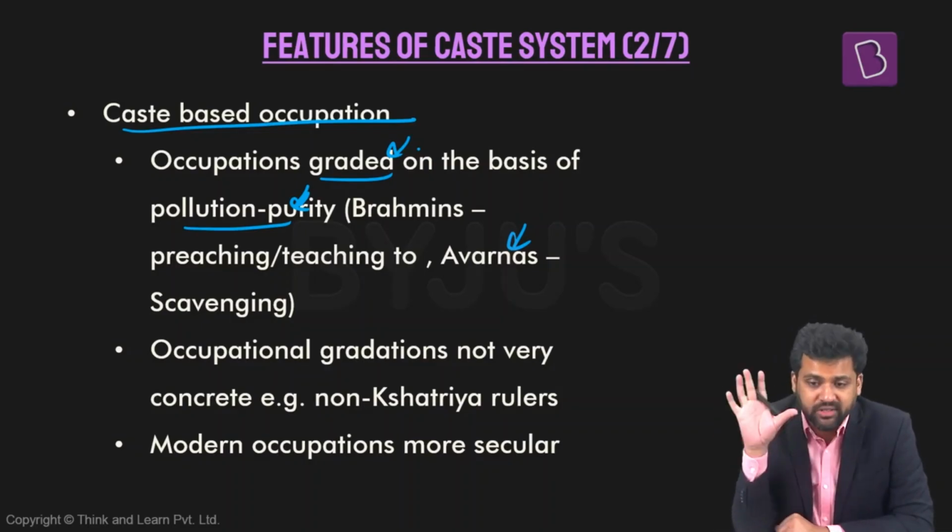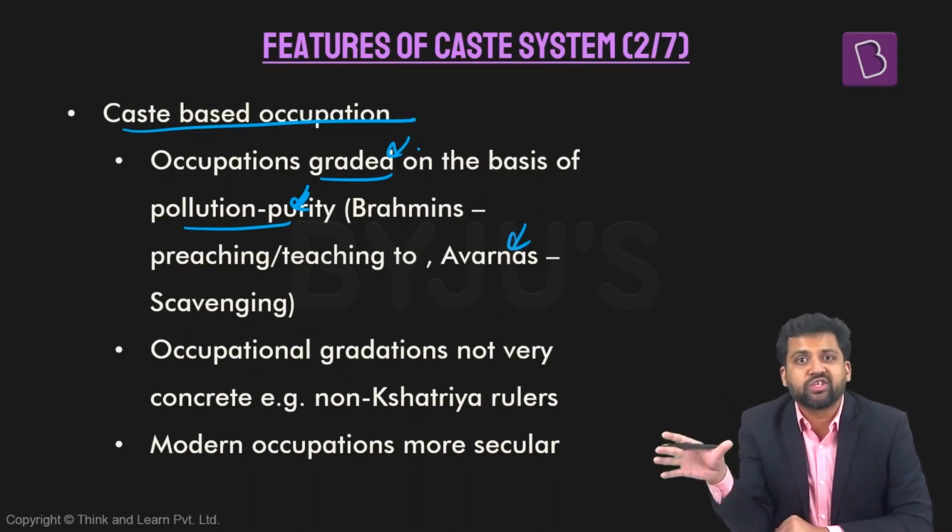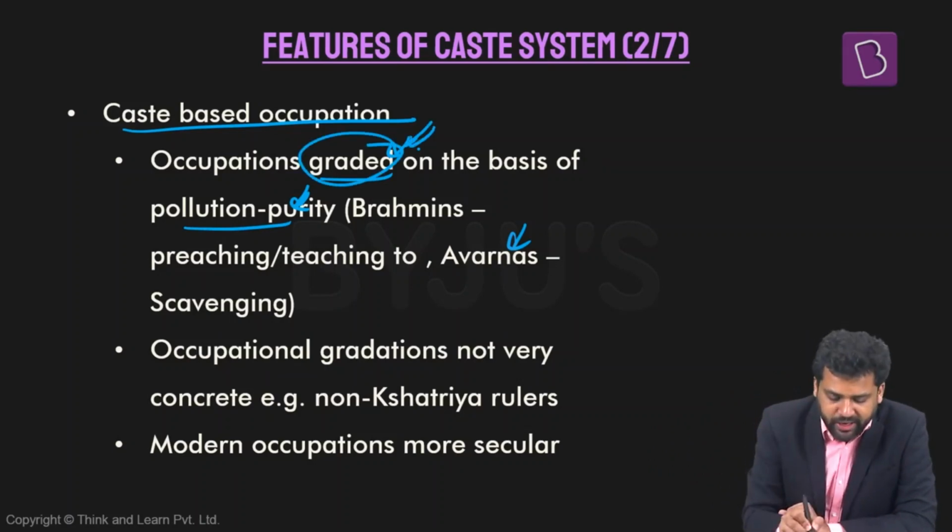It might be considered to be pure. By the way, manual scavenging, all these things are abolished, but they still exist and in the past they existed. Right? In the past they existed, and accordingly, a particular social status will have been given to them, a particular status in the caste hierarchy. So occupations were graded on the basis of pollution and purity.